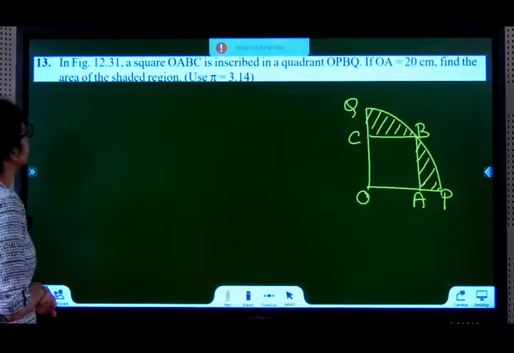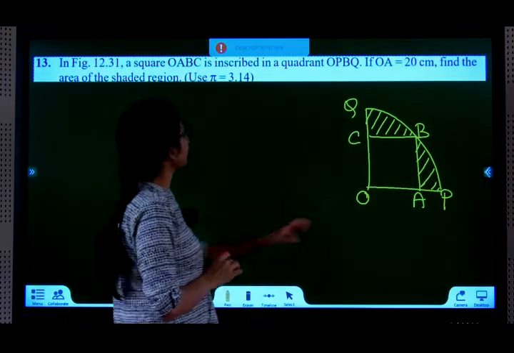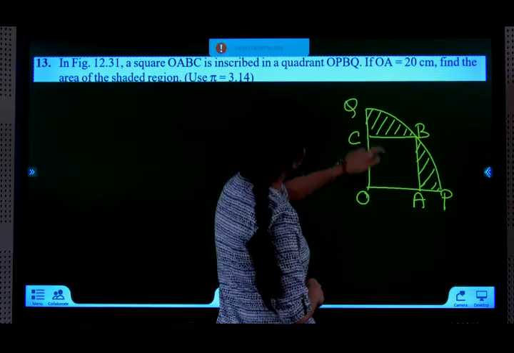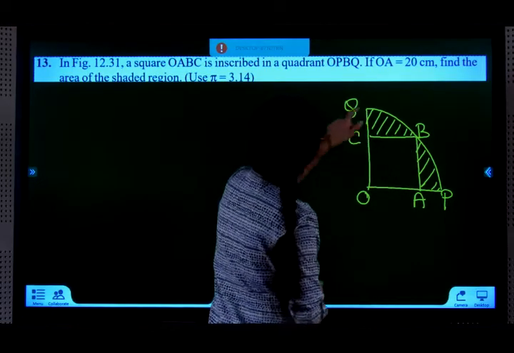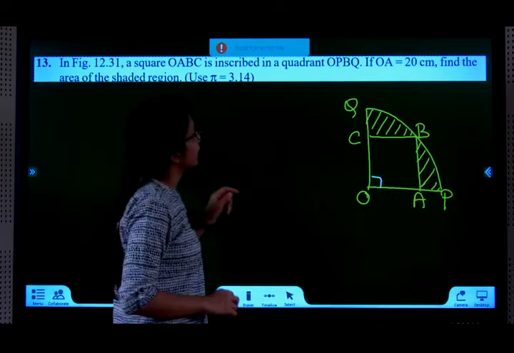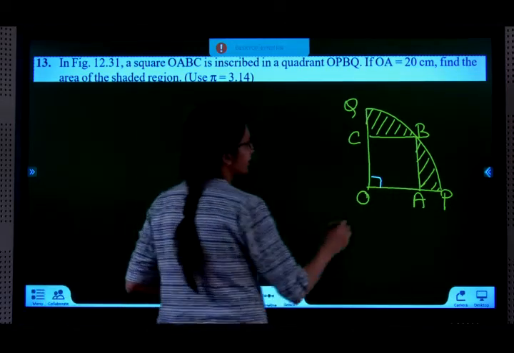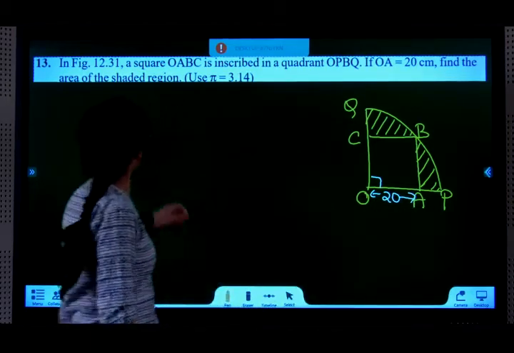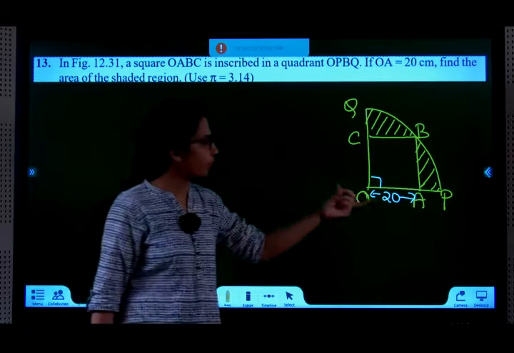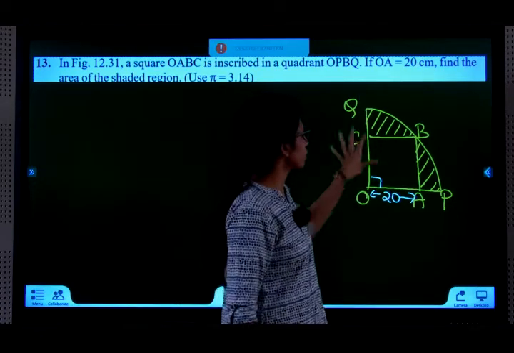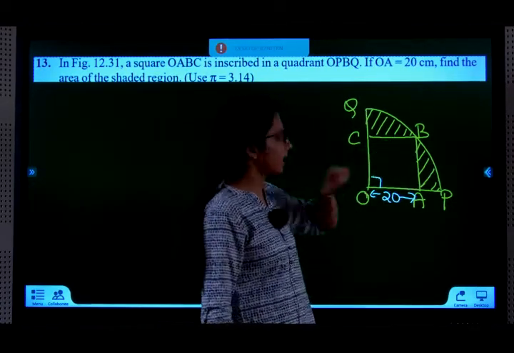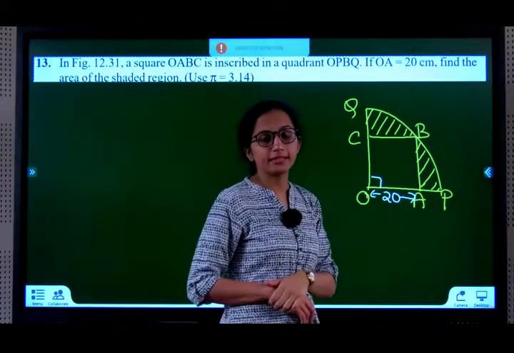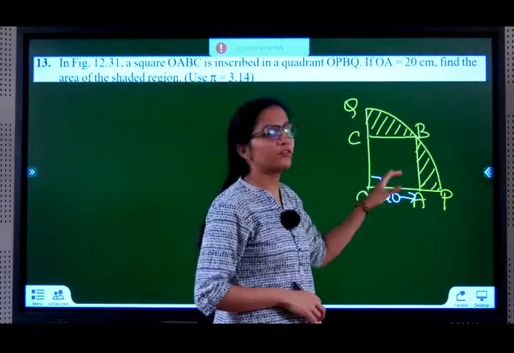Question 13. In the figure, a square OABC is inscribed in a quadrant of OPBQ. This is a quadrant. If OA is 20 centimeters, find the area of the shaded region. See, if OA is 20, area of shaded region is what? Area of quadrant minus area of square. To find area of square, no problem, I have side length. But do I have the radius to find the area of quadrant?